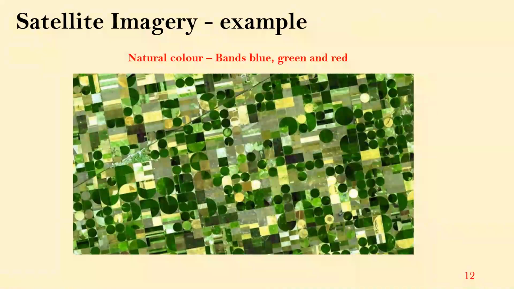So this is a typical example of a natural color composite where the bands blue, green, and red were used. This is a satellite image of a group of agriculture fields where you can see the different growth stages of crops. Wherever you are seeing light greens may be the start of the growing period, and wherever you are seeing darker greens is the peak of the growing season.